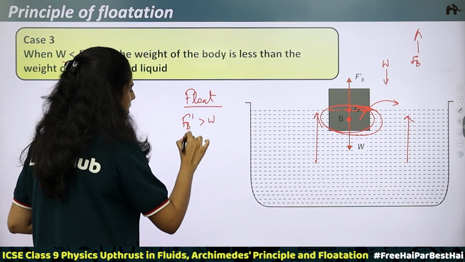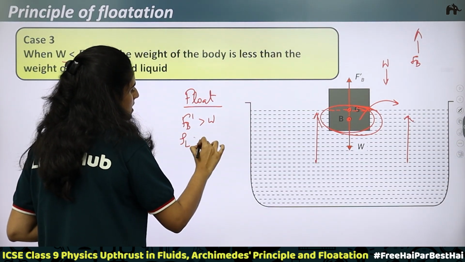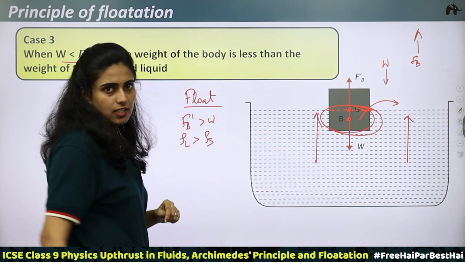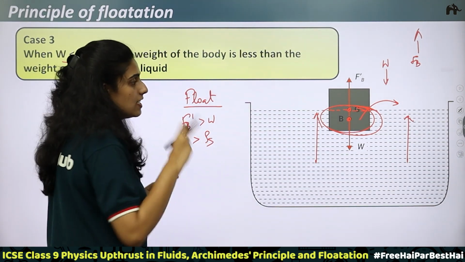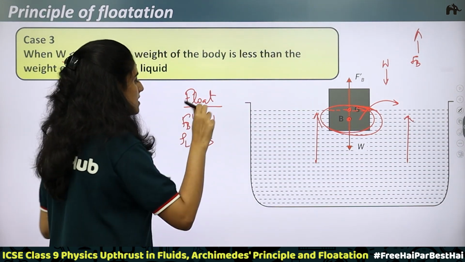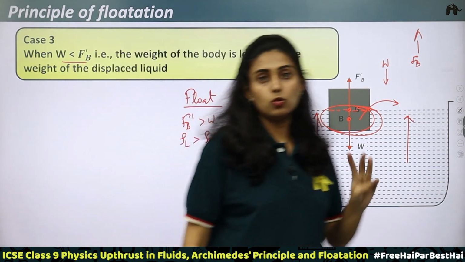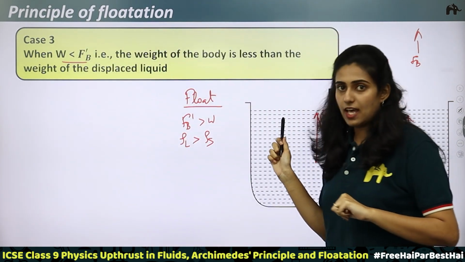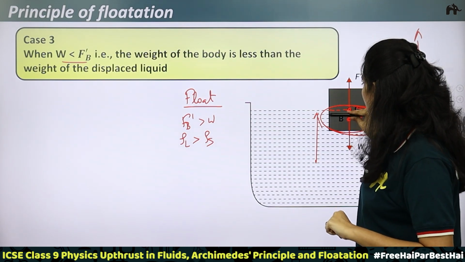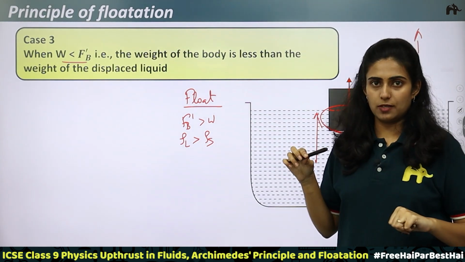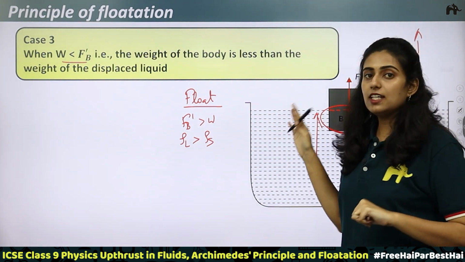Here the density of the liquid is greater than the density of the solid. When the density of solid is less than the density of liquid, the body will float. It won't sink. It will float in such a way that a portion is inside water and a portion is outside water. So these are the three cases.